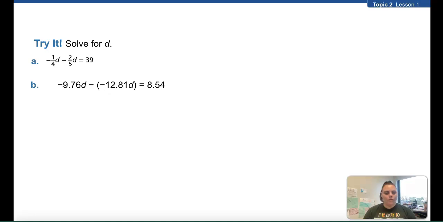You try one with fractions and one with decimals. Subtract the fractions and divide over. Subtract the decimals and divide over. You try this now by pausing the video, and when you're ready to see the answer, press play. The answer we get for these is negative 60 for A and 2.8 for B. If you need more help trying to understand those answers, please come and see me.